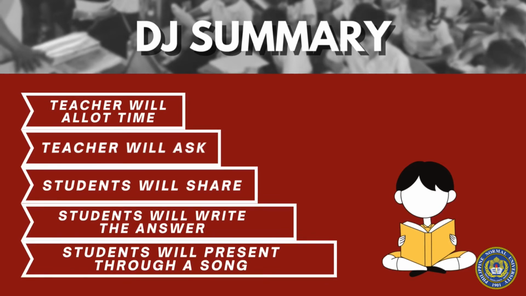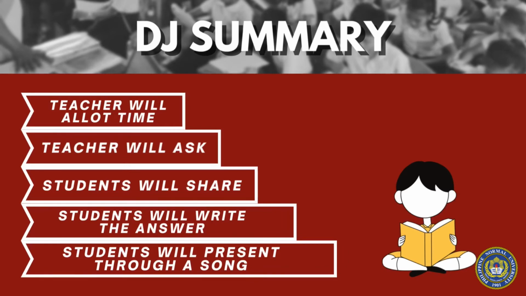Step 1. The teacher will allot 15 minutes of the remaining time for the whole class activity. Step 2. The teacher will ask the students to talk with each other to summarize what they have learned from the lesson. Step 3. The students will share what they have learned to each other to come up with a summary. Step 4. The students will write their answer in the form of one favorite song.